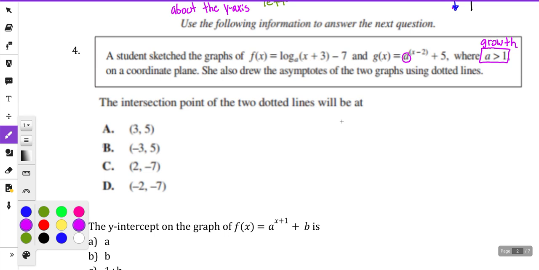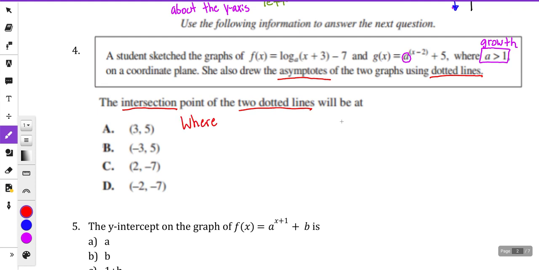So they sketched that on a coordinate plane. That just means on an XY axis. She also drew the asymptotes of the two graphs using dotted lines. We want to figure out the intersection of the two dotted lines. So we want to figure out where those asymptotes cross each other. Where do the asymptotes cross? That's what I'm looking for.